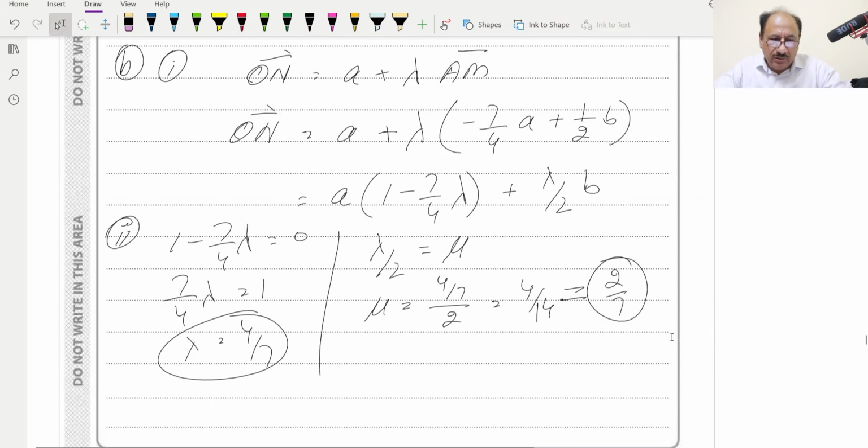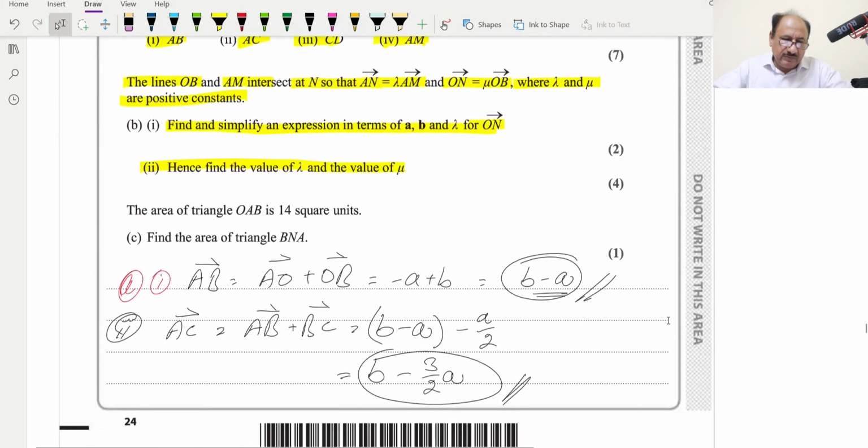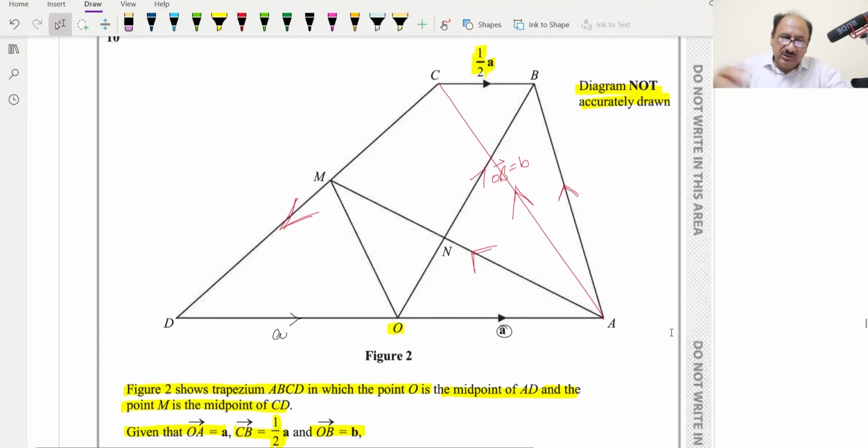Hopefully you understood this. Now we can move to the last part of this question. The area of triangle OAB is 14 square units. Find the area of triangle BNA. So BNA is which triangle? BNA is basically this shaded triangle, this one. So we can shade it. Hopefully you are understanding each and everything.